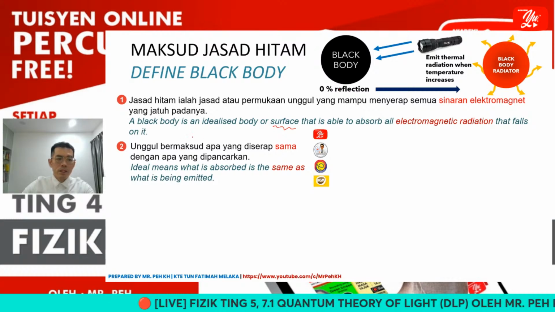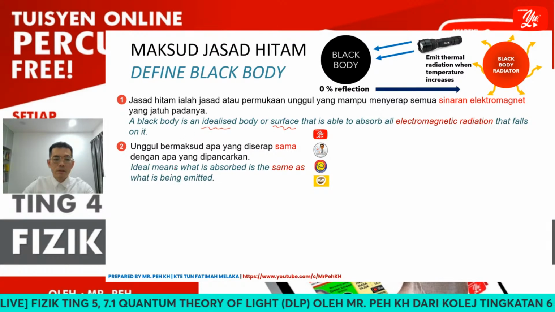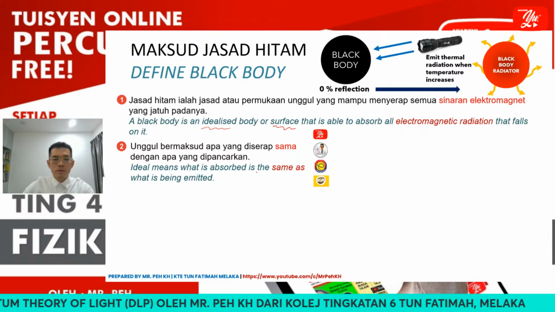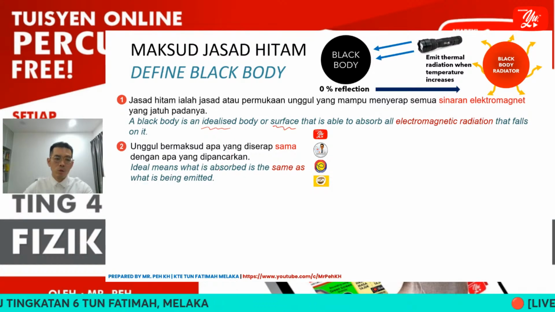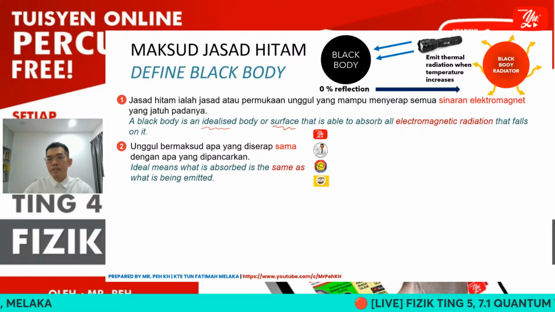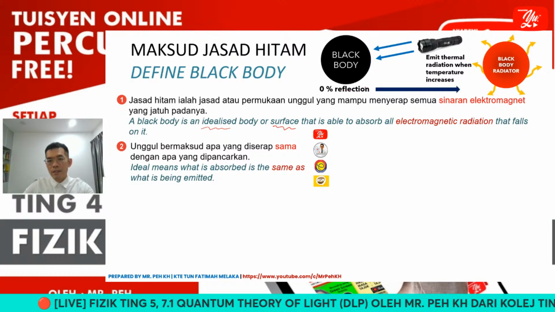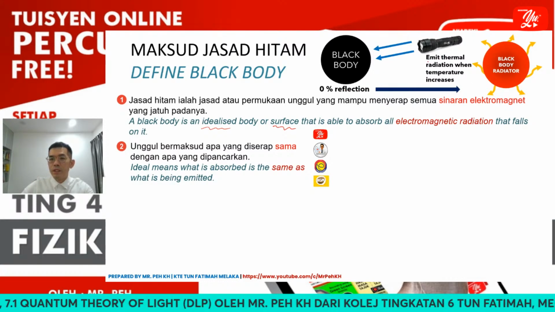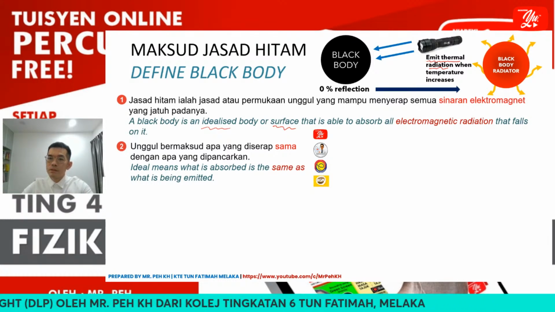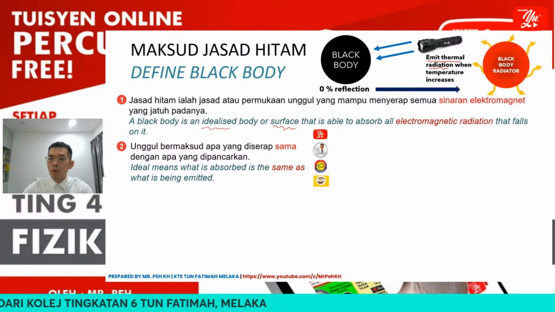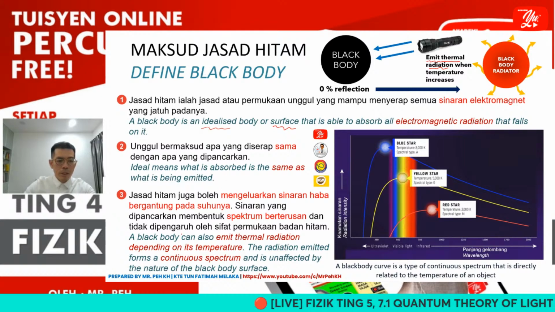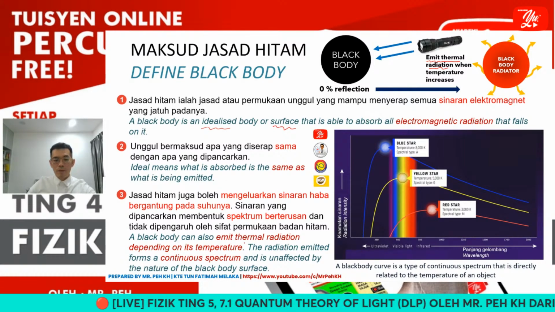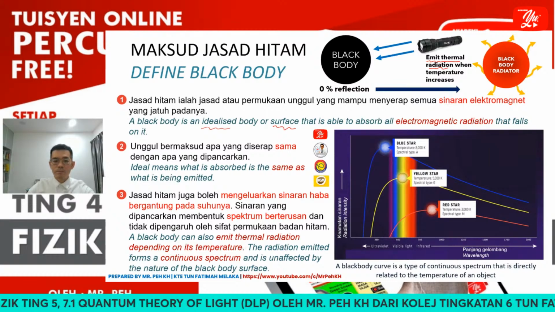The idea in the definition means that what is absorbed, the same type of radiation will also be emitted. You can see here that when a light strikes the surface of a black body, there is no reflection of the light. However, thermal radiation will be emitted when the body has a higher temperature. So a black body, as mentioned, can also emit thermal radiation depending on its temperature.